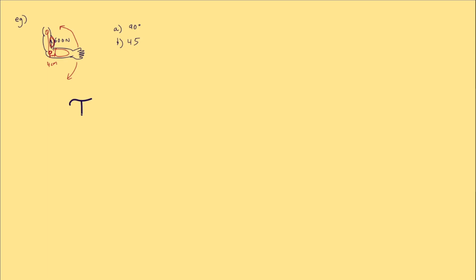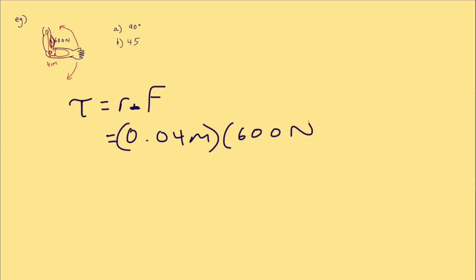Torque is given with this formula: lever arm multiplied by F. The lever arm, very simply, is 4 centimeters, or 0.04 meters. The force being applied is 600 newtons, which gives us 24 newtons times meters.